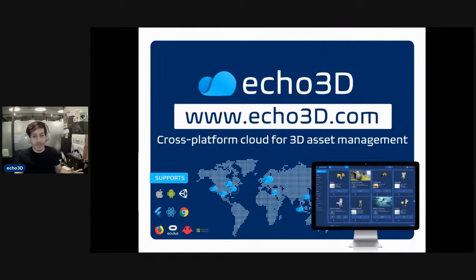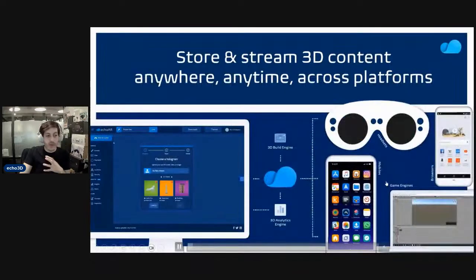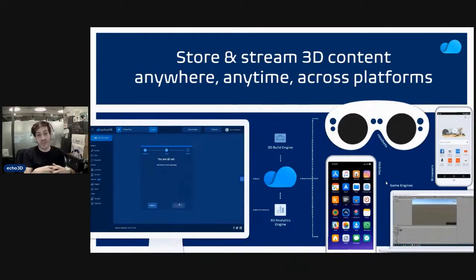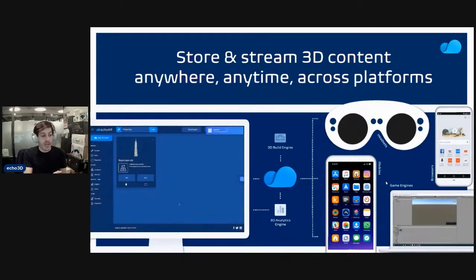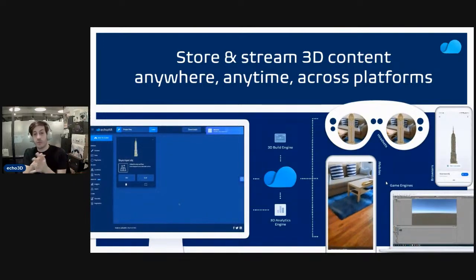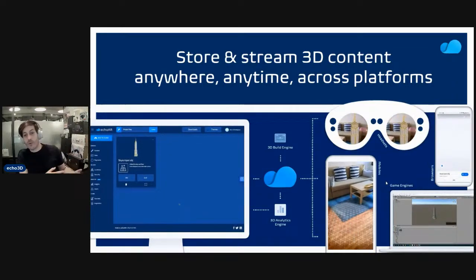Okay, so let's recap. We registered to Echo, we uploaded content, we saw how you can interact with content, how you can share it, how you can process it, how you can create different projects, and really all the tools that you need in order to manage 3D assets in the cloud. Let's recap a little bit. We saw how Echo allows you to store and stream content anywhere across platforms. We saw how we can take a model and bring it to my phone, how we can take that model and bring it to Unity or see it on the web page.